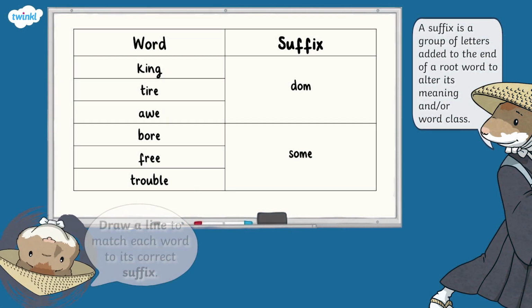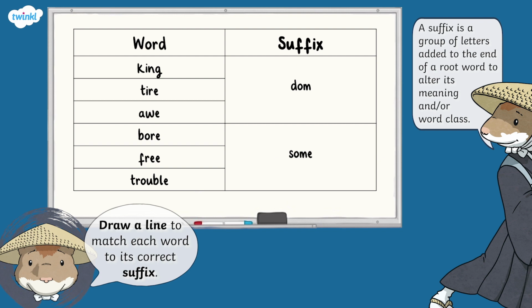Now it's time to take a look at a question involving suffixes. This question is asking you to think about which suffix can be placed at the end of root words, and then you need to draw a line to the correct ones. Firstly, let's take dom and see which words it will join with to create a new word. We can make kingdom, boredom, freedom.